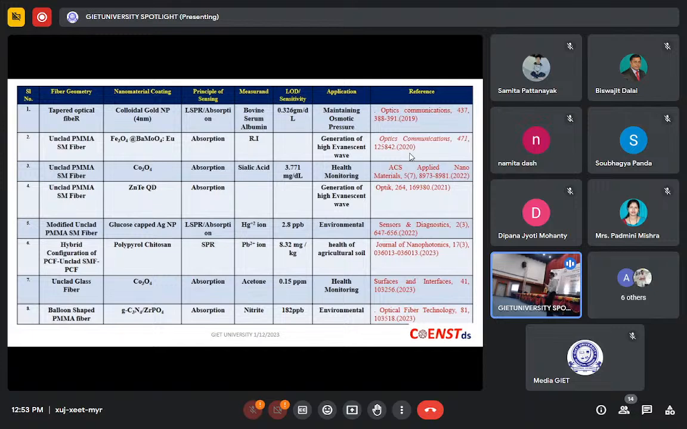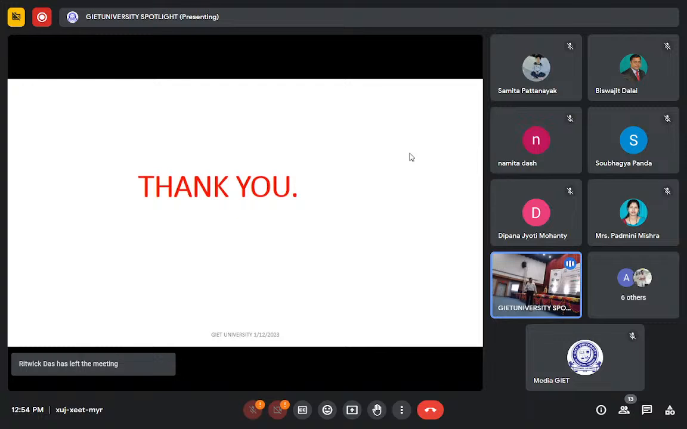So this is all about the different geometries, because as I said, we have to modify the geometry. This is the geometry. This is the material coating. So you play with the geometry and the material coating, and you realize different types of fiber for different applications. I think this is all about this talk, and if you have any doubts or queries, then ask.